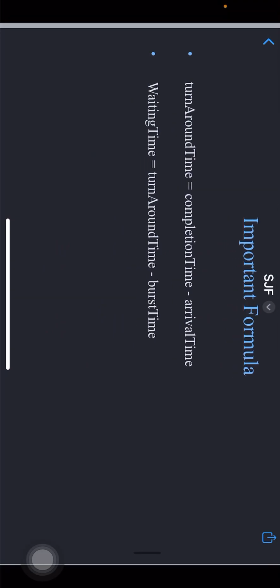Important formulas: if we want to calculate turnaround time, it is the completion time minus the arrival time. Basically, the turnaround time is the time of execution of a process, and the waiting time is simply calculated by subtracting burst time from turnaround time.